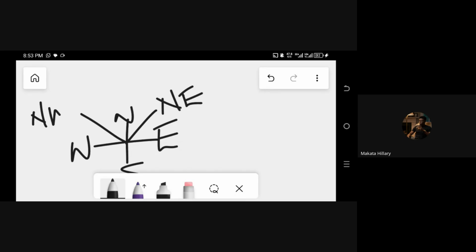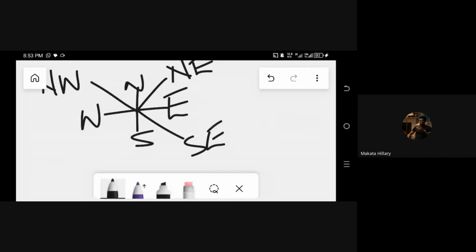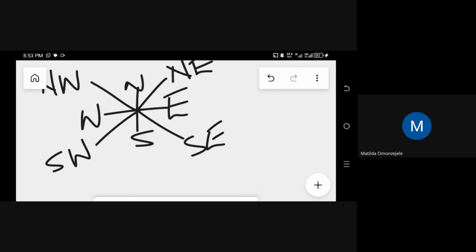The point between the north and the west, we call it the northwest. And also, we proceeded to say that the point between the south and the east was the southeast. So this is a quick review of what we did the last time. Also, the point between the south and west is called the southwest.